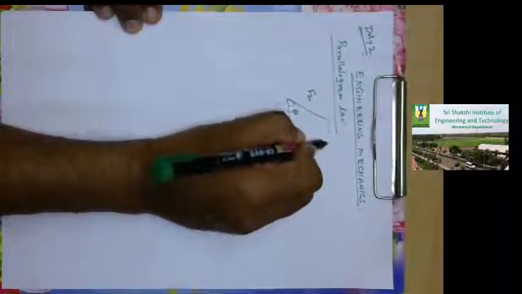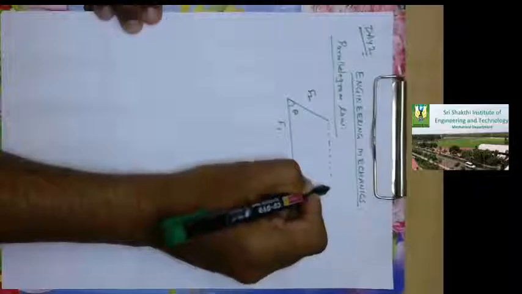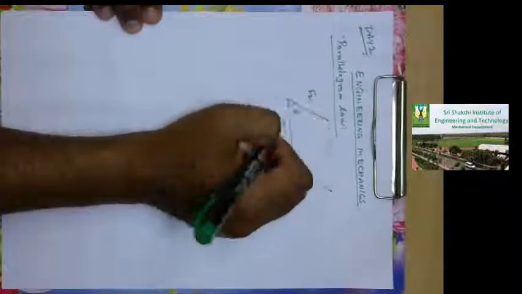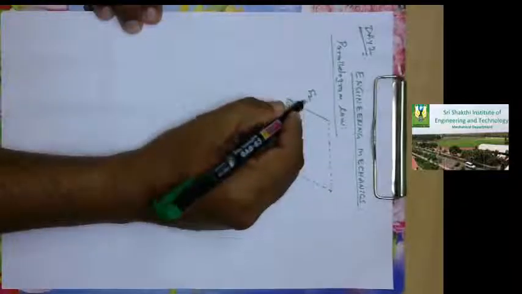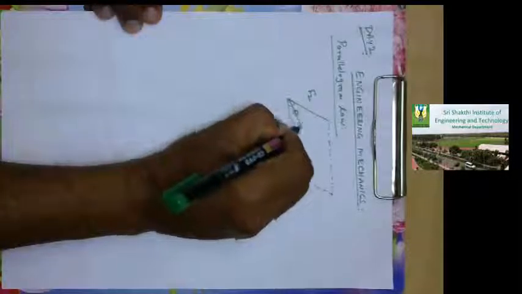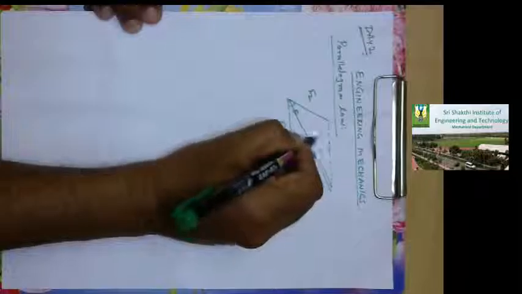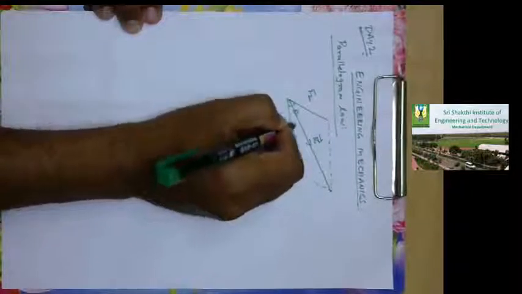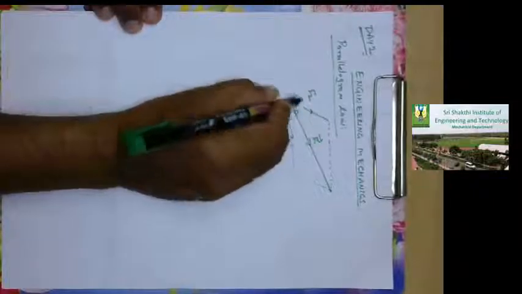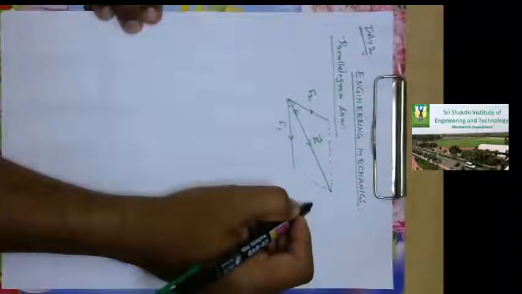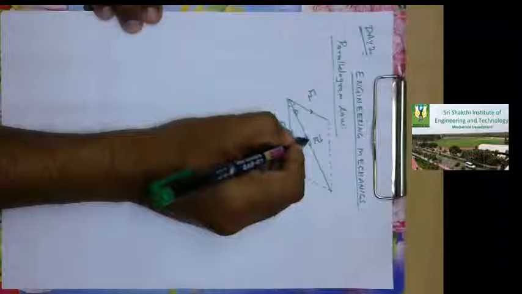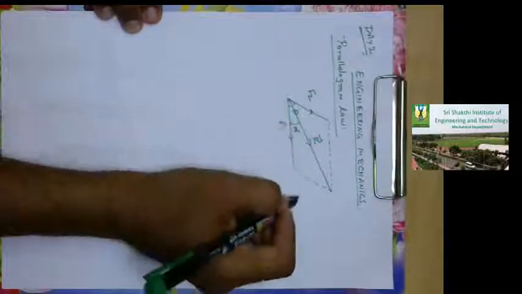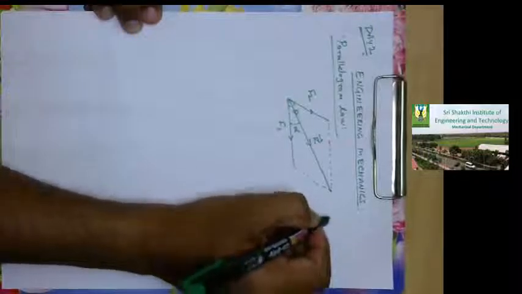What the parallelogram law says is, complete the parallelogram using these two forces as adjacent sides. The resultant force will be the diagonal of this parallelogram. This is my force F1 and this is my force F2. This resultant will make an angle alpha with respect to the horizontal.